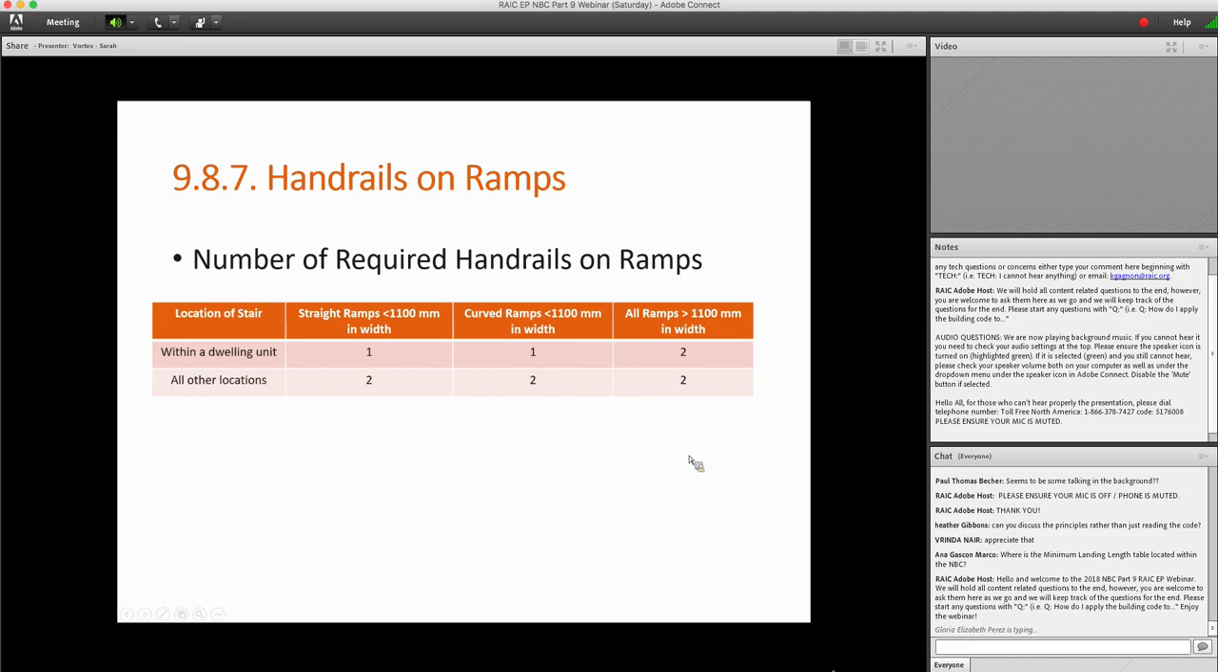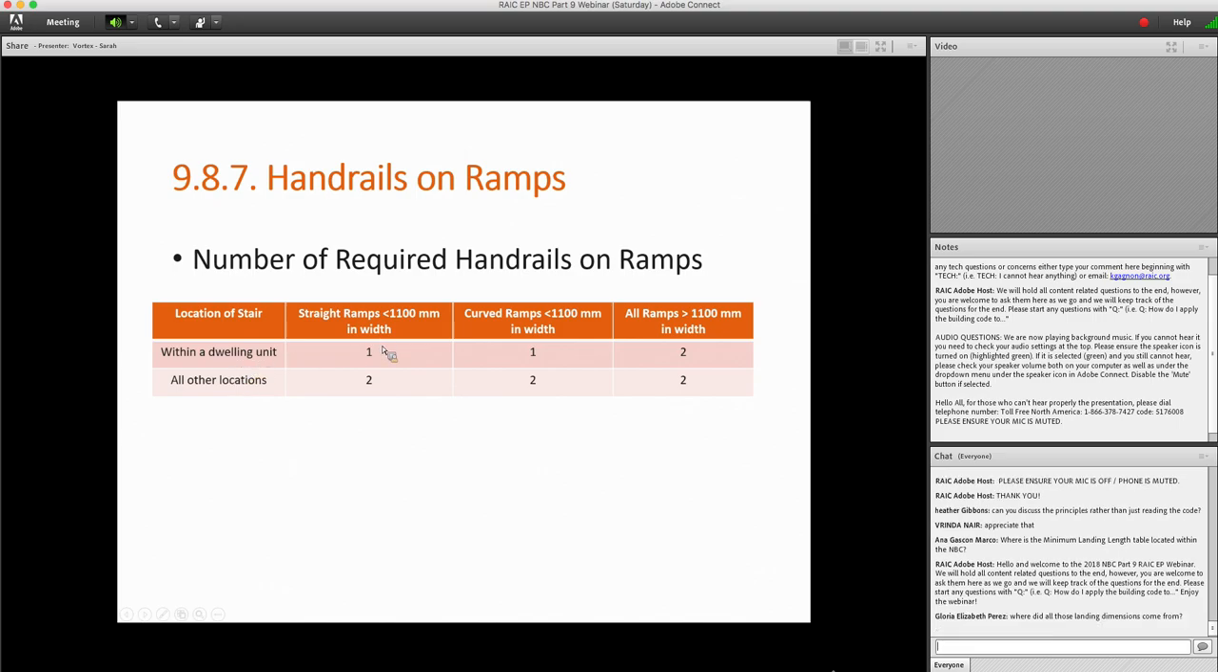There are similar requirements for handrails on ramps. So again, within a dwelling unit, if you have straight or curved ramps that are less than 1100 millimeters in width, the handrails are required on one side. Where your ramp is greater than 1100 millimeters, you require them on both sides. And for any other location, handrails are required on both sides of your ramps.